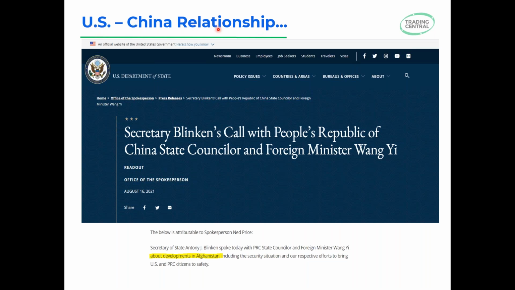And for the past one or two years, particularly when Mr. Donald Trump was president, we saw very bad relations between the two superpowers. Do you agree? And after Mr. Joe Biden became president, we expected there would be some improvement between the two countries.